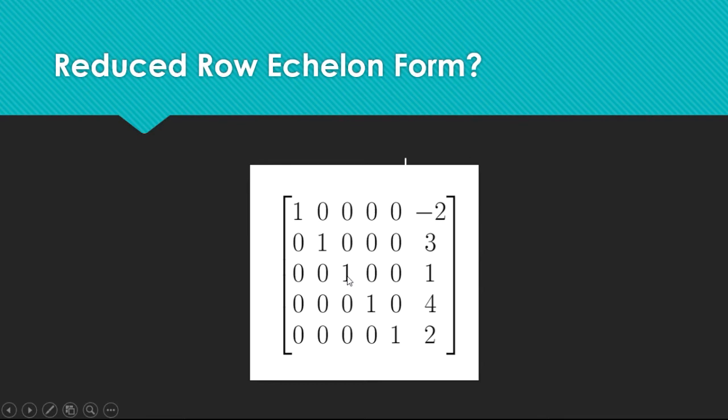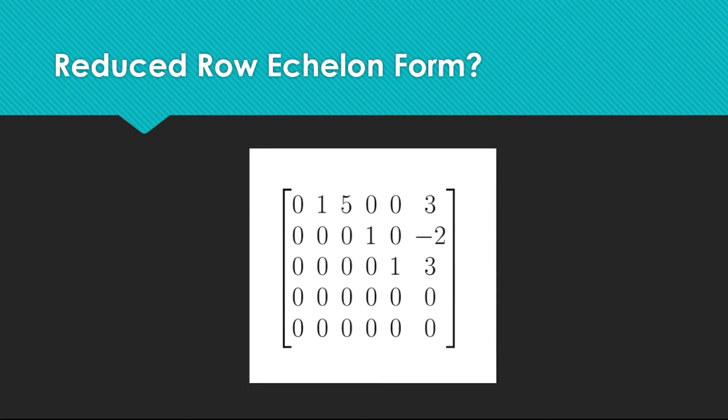In the third row the leading entry is 1, and below and above all the entries are 0. In the fourth row the leading entry is 1, and below and above all the entries are 0. In the fifth row the leading entry is 1, and above all the entries are 0. So this matrix is in reduced echelon form.